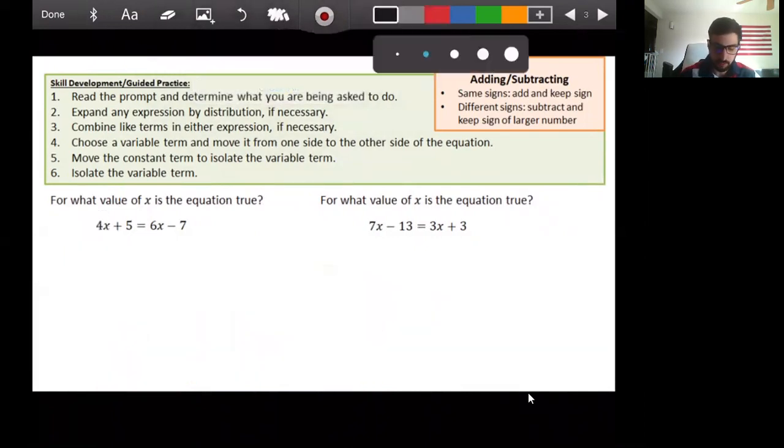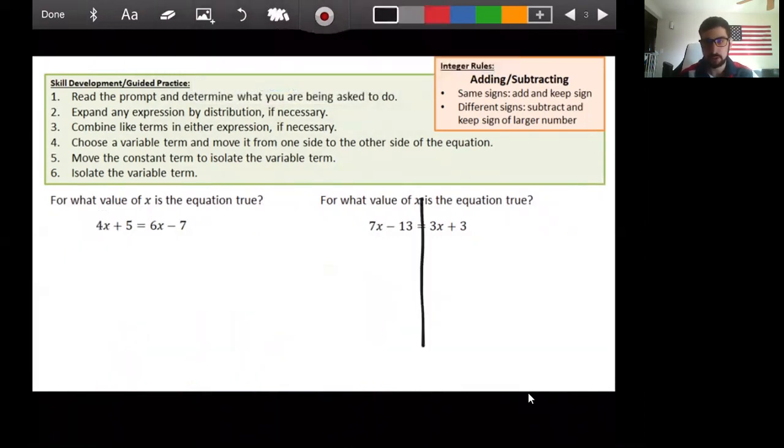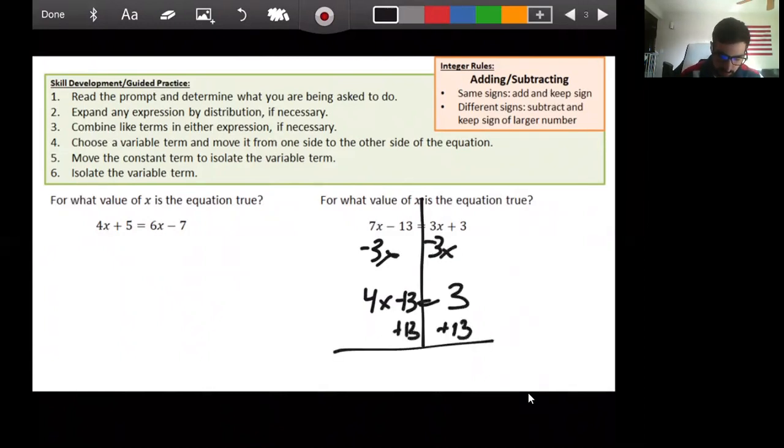All right, so one on the right, I'm going to do this one with you. Build the wall. We need to move our variables. I see we have 7x, and now we have a 3x. 3 is smaller than 7, so I'm going to do the opposite here and subtract that over here. That way I'm dealing with only positives. 7 minus 3 is 4x. Keep the minus 13, which is now equal to just 3. Now I'm going to solve this out the rest of the way. Add 13, add 13. 4x is equal to 16, divide by 4, x is equal to 4.